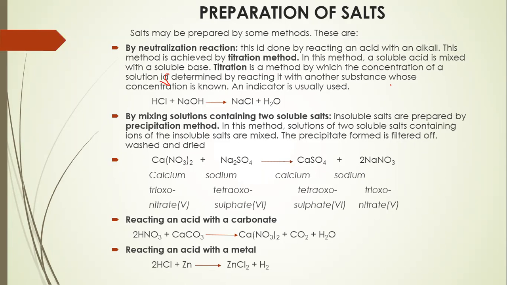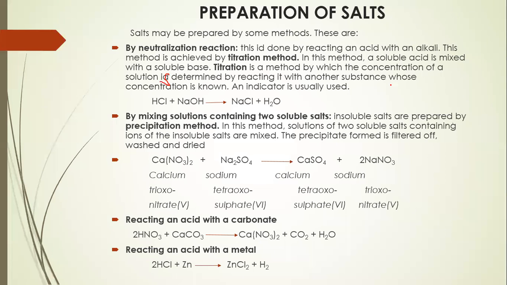Now, with this method of preparing salt, you use acid-base indicators to indicate whether a salt has been formed or not. If the indicator shows neutral, it means that it contains salt and water. But the moment it indicates a color of an acid, it's still acidic, which means that it contains more of the acid than the base. And if it gives a color of a base, it means that the base is more than the acid. So you have to try and do it well.